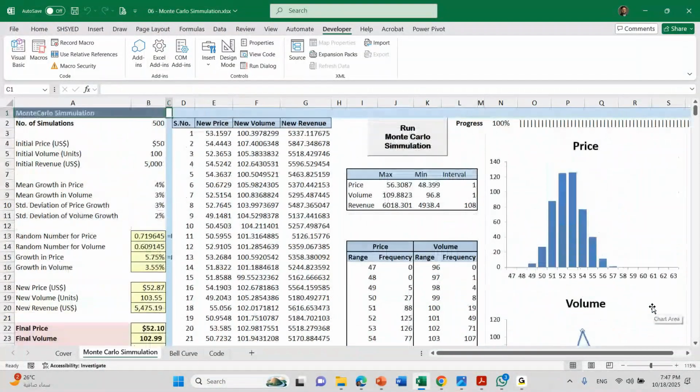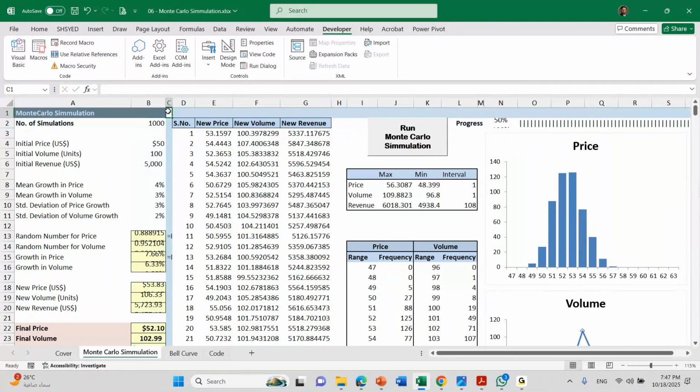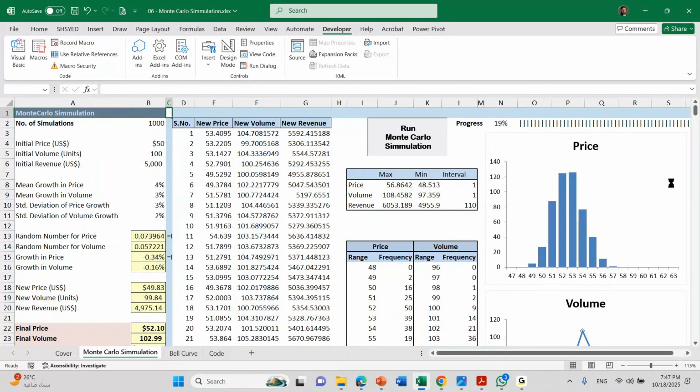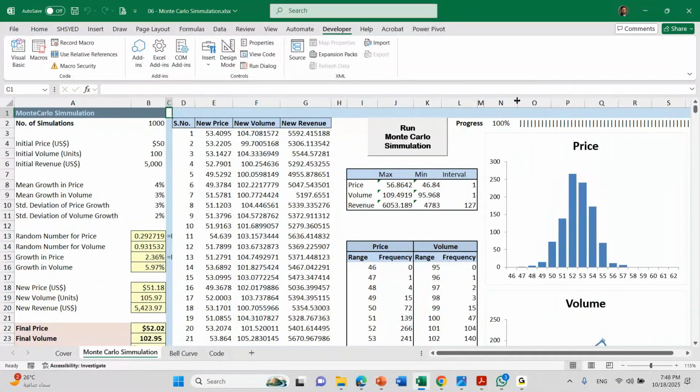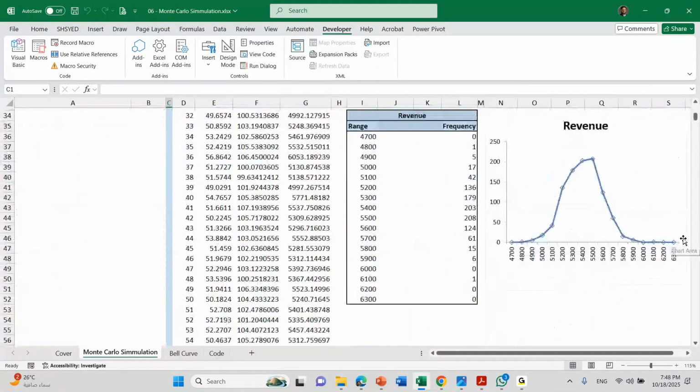Okay, that's what a macro can do for you. If I want to run 1,000 simulations, I just have to change the number of simulations there. Let's see, it will run it again. It will clear the contents one time, and then it will start running again. Let's start. Here you can see the progress also. This is your new 1,000 values: price, volume, and revenue.